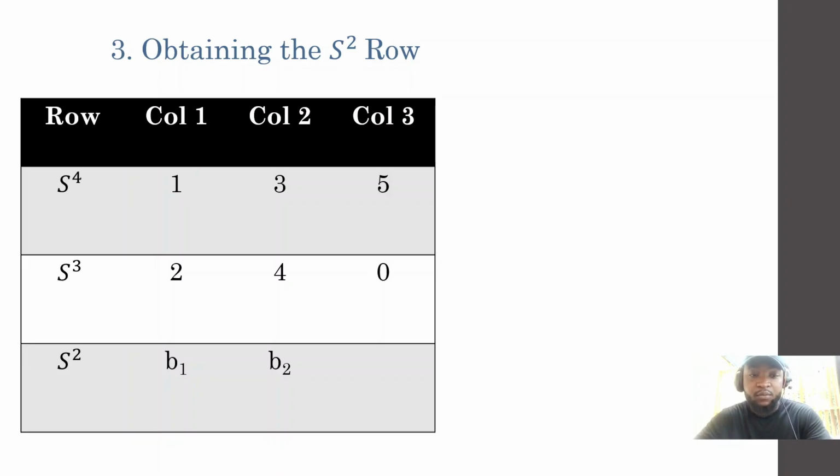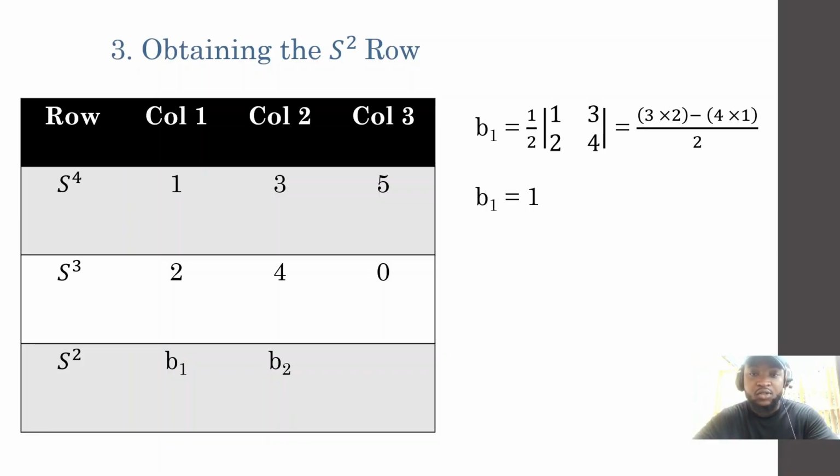To find the value for B1, I'm going to find the determinant of column 1 and then column 2. So 1, 2, and 3, 4. All that is divided by 2, and then it will give you B1 to be 1.